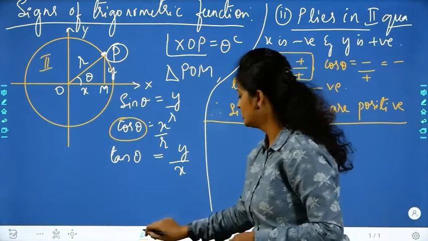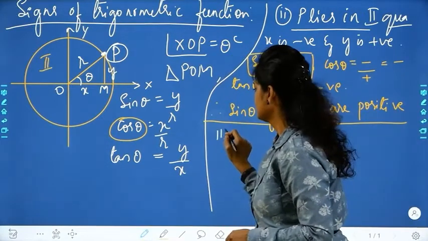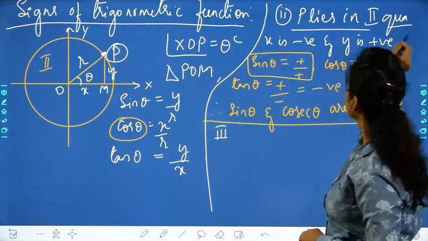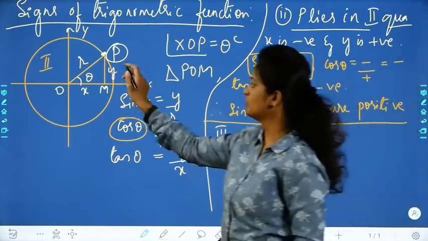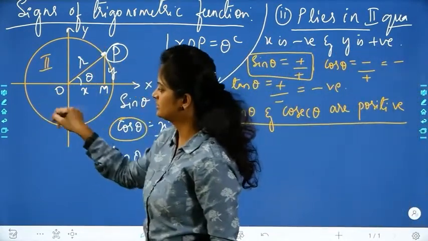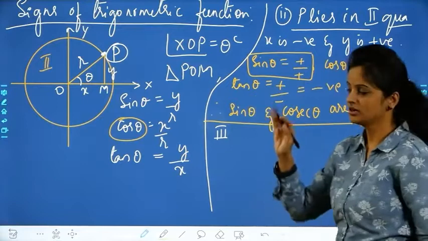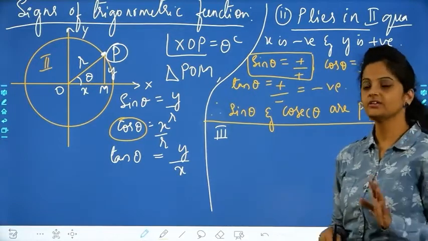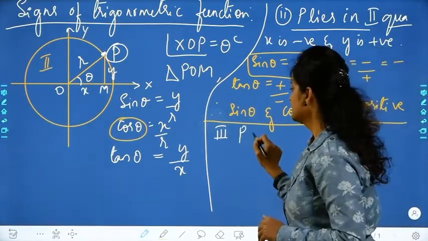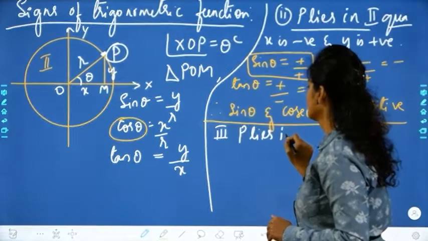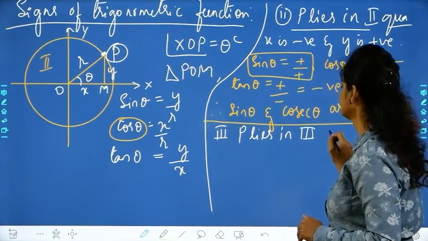Let's see the third one. If P lies in the third quadrant, if the point goes and lies in the third quadrant, not only on the circumference, anywhere you take. So P lies in the third quadrant.